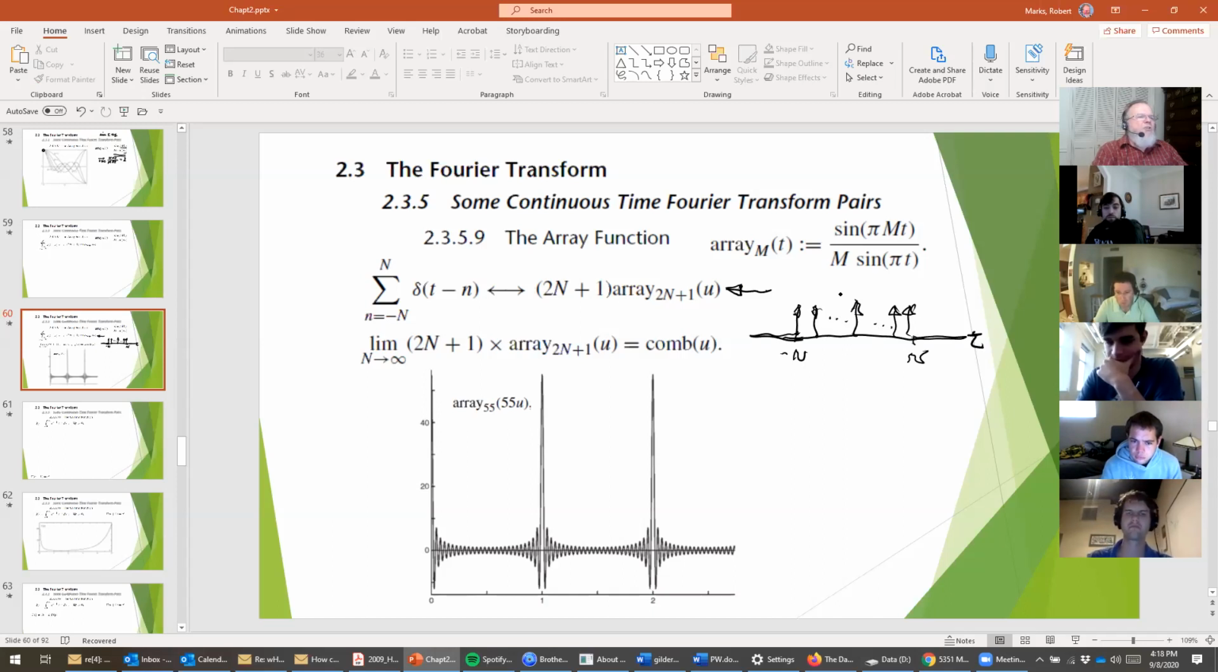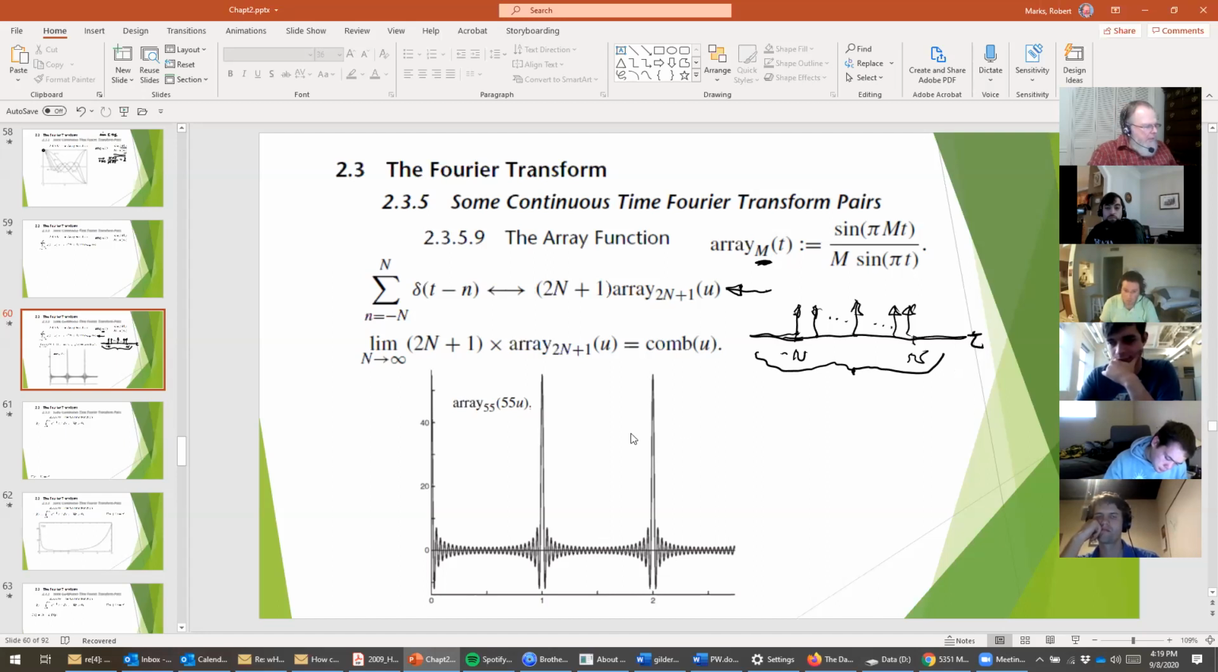Notice the array function is parameterized by m. So from this Fourier analysis, you can see that m is kind of an index for how long the array function is. If you're into phased arrays, phased array antennas, you can see that these delta functions might model a very crude phased array of 2n plus 1 antennas.